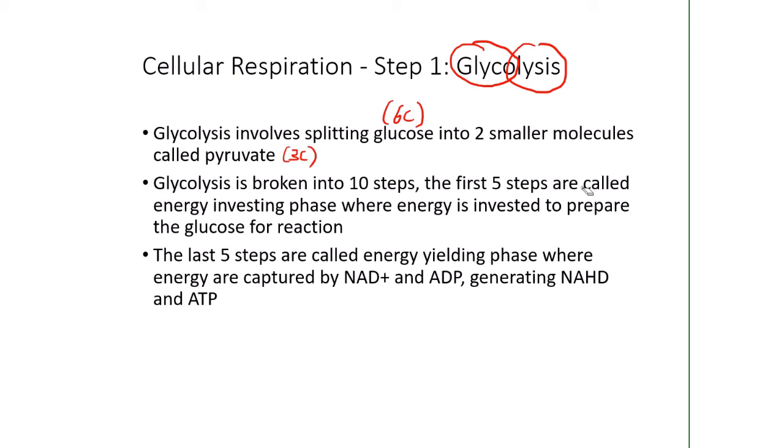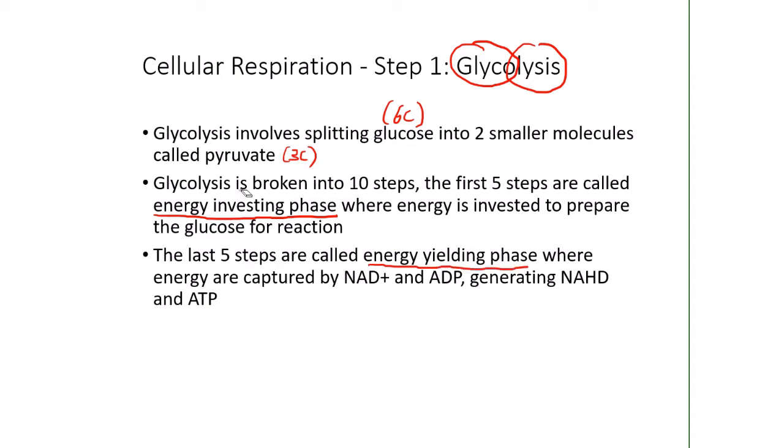Now, the first 5 steps are called the energy investing phase. You might have heard the saying that it takes money to make money, right? This is the same concept. It takes energy to make energy. You will first have to invest a little bit of energy in the first 5 steps in order to prep the glucose molecule for the reaction, and then you will be able to create more energy in the final 5 steps, which are called the energy yielding phase.